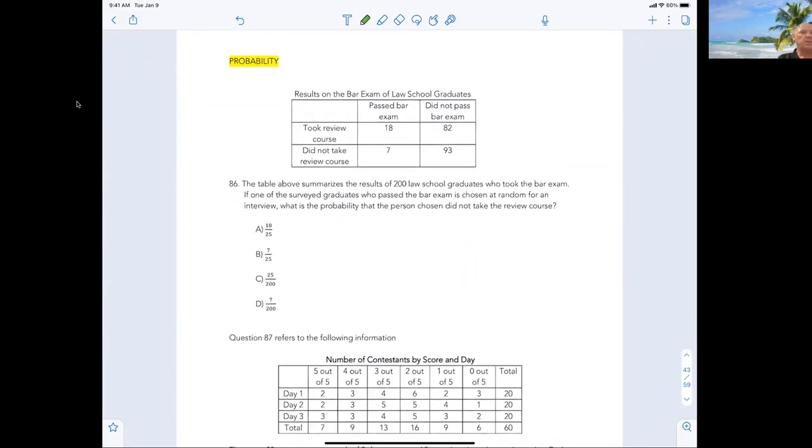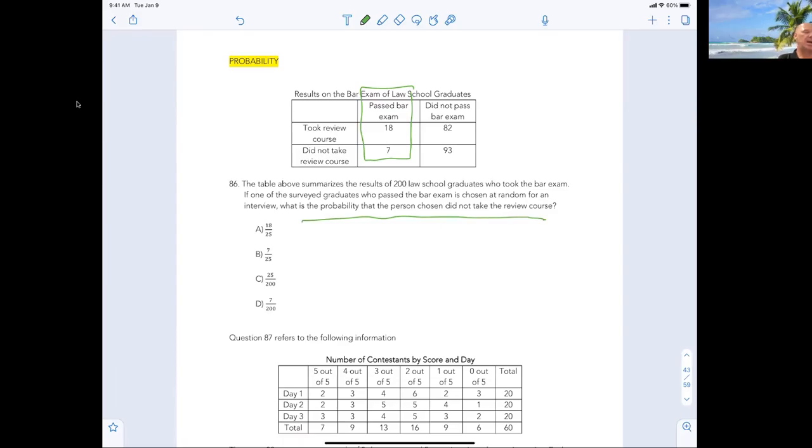The table above summarizes the results of 200 law graduates who took the bar exam. If one of the surveyed graduates who passed the bar exam. So I'm only talking about the people who what? Passed the bar exam. I'm only talking about these people. They're the ones who passed. And I'm choosing them at random. What is the probability that the person did not take the review course?